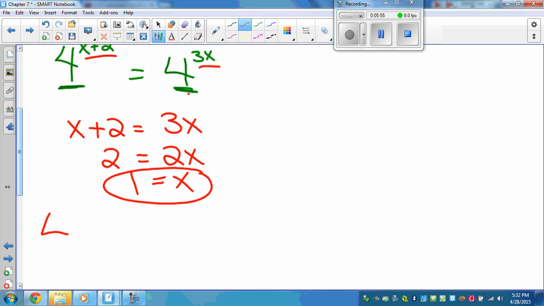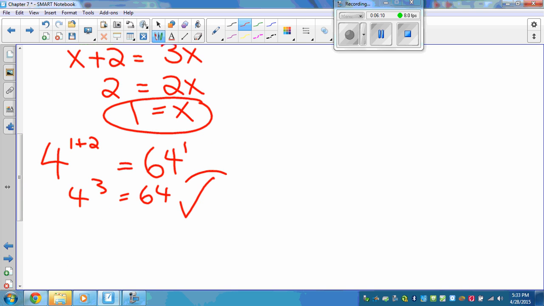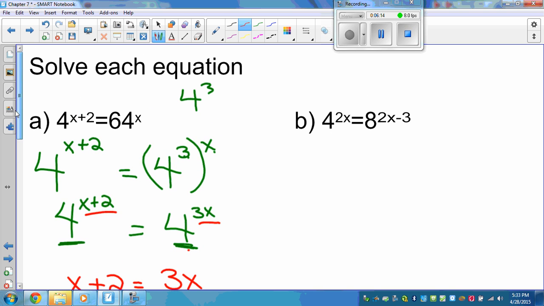Does 4 to the 1 plus 2, is that the same as 64 to the power of 1? Is 4 cubed equal to 64? Sure does. So there's always a check built into these as well once you get your answer. Okay, let's try another question here.